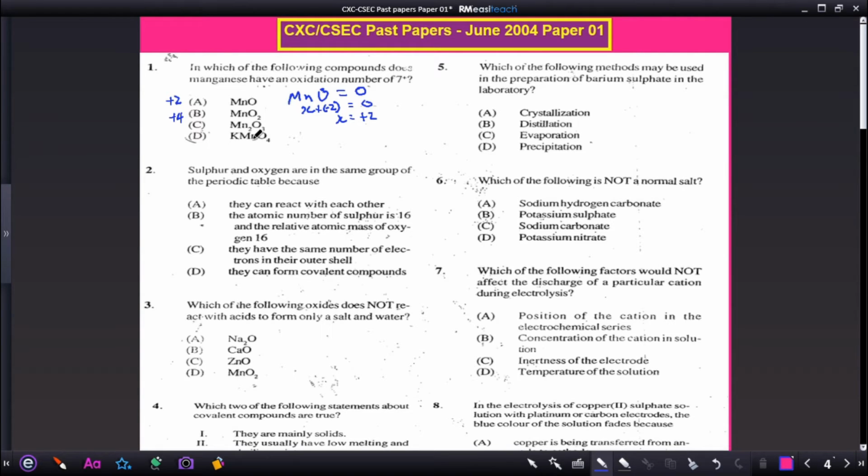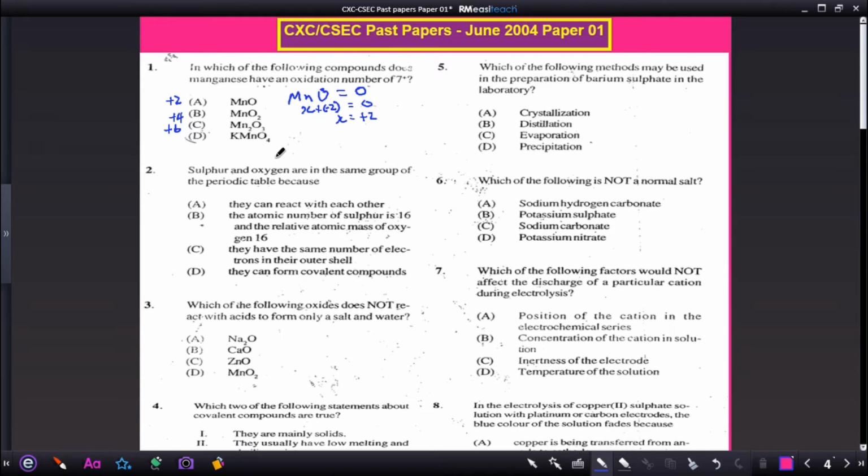Let us see what C has to offer. Oxygen always has an oxidation number of -2, and there are 3 of them, so that's -6. Now, what should manganese do in order to cancel out the -6? Manganese must be +6. So in this case, manganese is +6. All right. So we still haven't reached +7, but the number is increasing nicely. So let us see what D says.